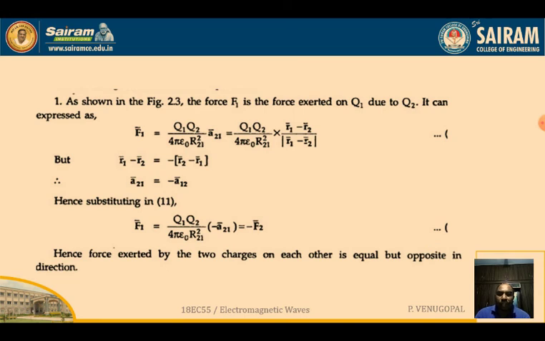Suppose you want to find F2. Both F1 and F2 have the same magnitude, but the directions are different, as you noticed in the figure. Therefore F1 is equal to minus F2, which means the magnitudes of these two force vectors are the same, but the directions are different, meaning A21 is equal to minus A12. Hence the force exerted by the two charges on each other is equal but opposite in direction.